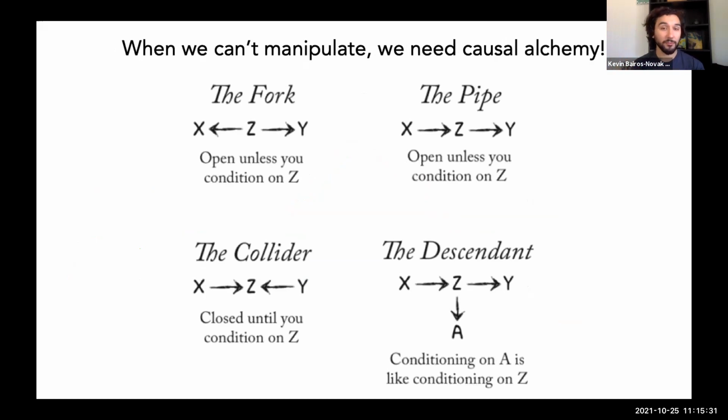And that's where causality roams free. We have all these unknown paths that we can't control for. So where we can't manipulate, we need to use causal alchemy, as Richard McElreath puts it. I did not invent this. This is all Richard McElreath.